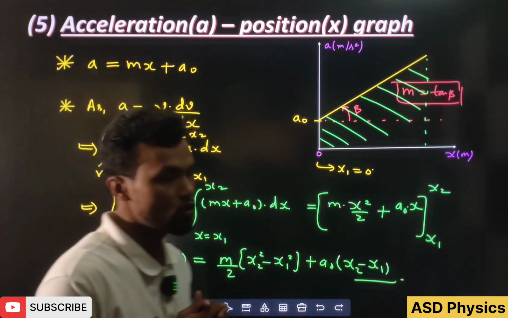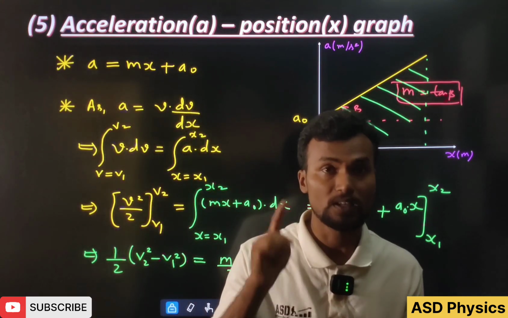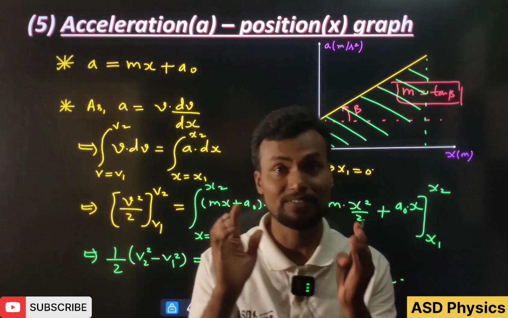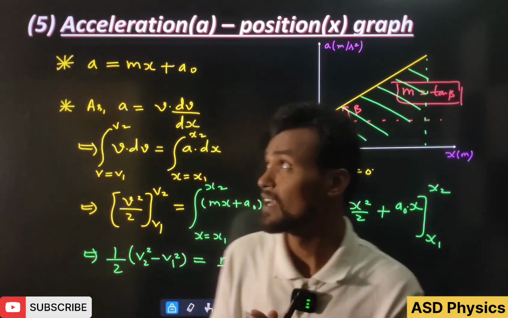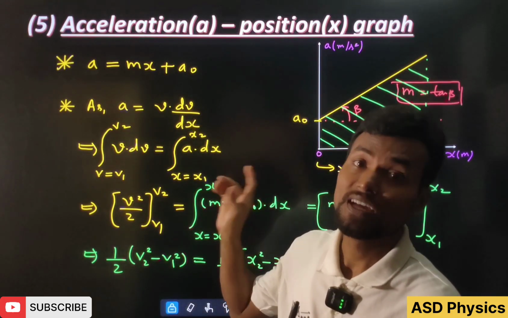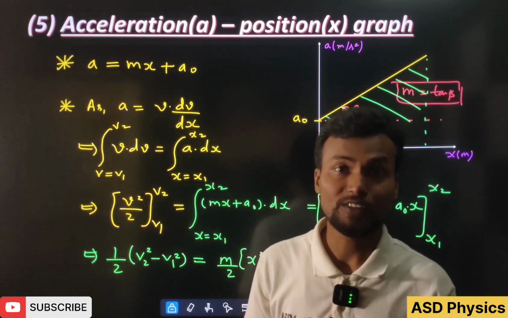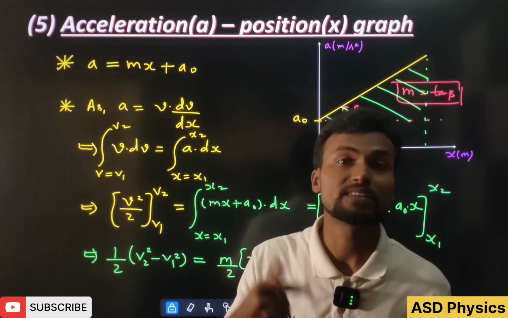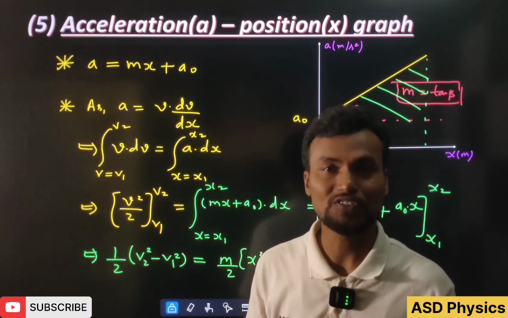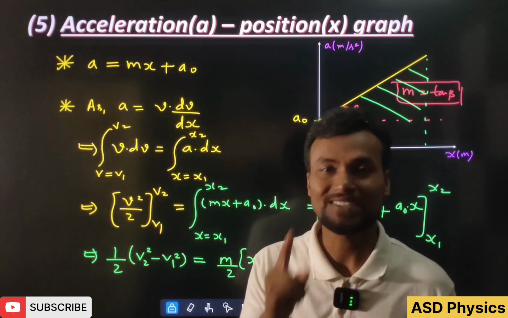I hope all these graphs, like the position time graph, velocity time graph, acceleration time graph, are very clear to you, especially the cases. And after that, the velocity position graph and acceleration position graph. All these 5 graphs are very clear to you. These basics are very important even in 12th also. I hope this video is very clear to you. Keep studying, keep growing.